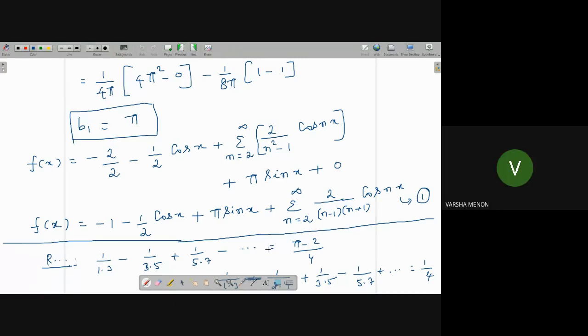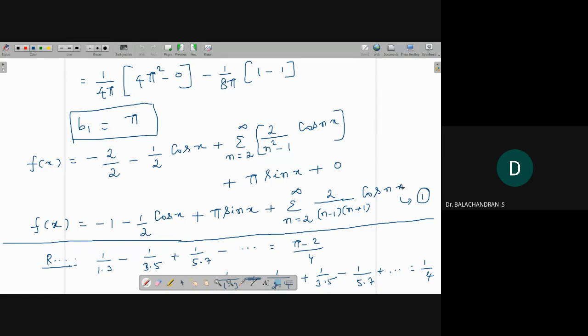Just a guess. Sir, at pi by 2 we will get alternating cos values, cos n pi by 2. Please note down: cos n pi by 2 alternatively gives plus 1 and minus 1. So wherever you have alternating plus and minus, you can substitute x equal to pi by 2.